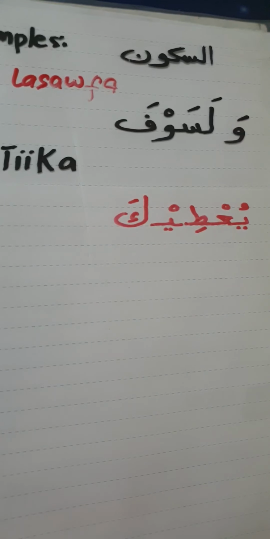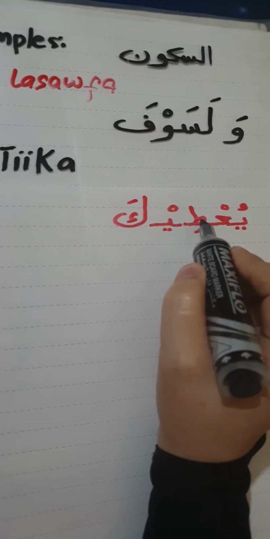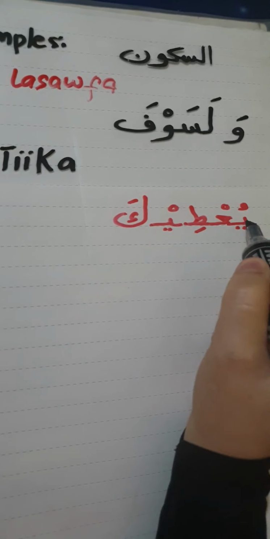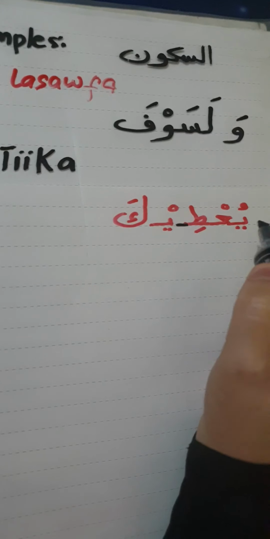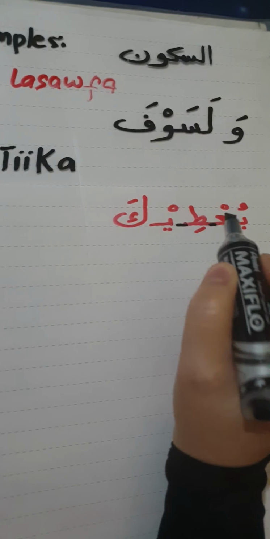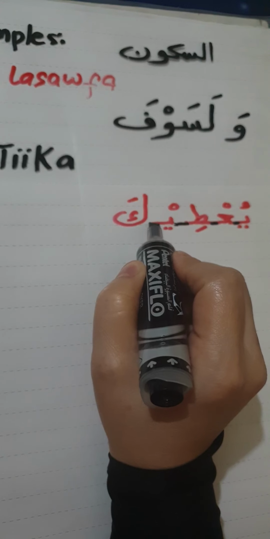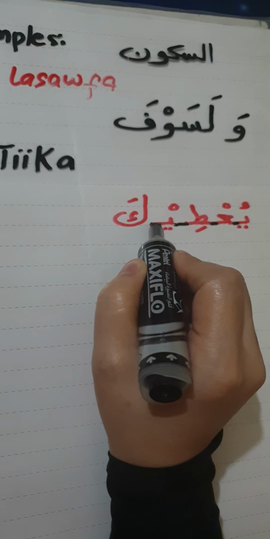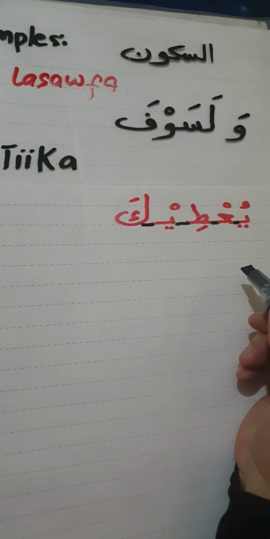Okay, now let's join them together. So we already joined this. So the ta and the ya. Okay, here it is joined together. So like that, this will be the join here, and then here, and then we have the ya to kaf, like that. So it will be يعطيك.